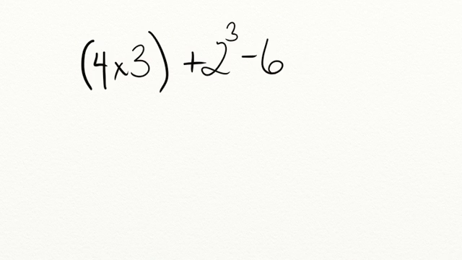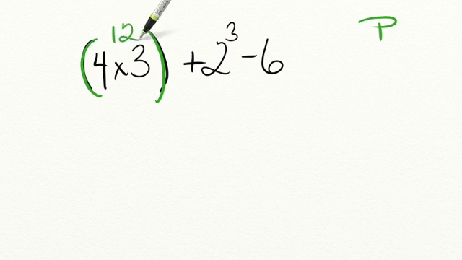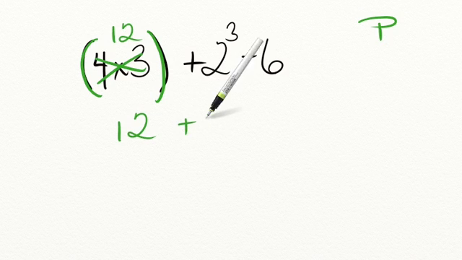Let's walk through another practice problem together. All right, as you can see, we have 4 times 3 plus 2 to the third minus 6. So our first step is parentheses, and we have a set of parentheses here. 4 times 3 equals 12. So now I'm going to rewrite this problem. 12 plus 2 to the third minus 6.